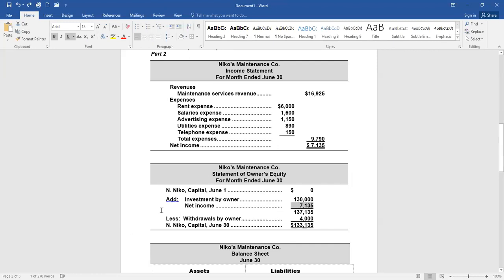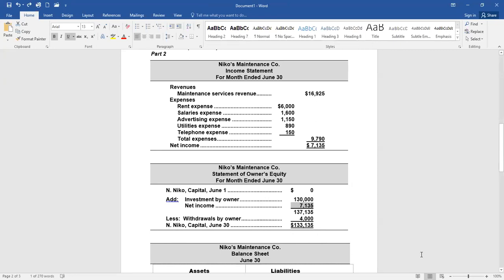So we usually handle increases to equity during the month first. Any item that decreased equity, which is normally either going to be withdrawals or if they had a net loss in the company, are subtracted. And you see there it says less withdrawals by owner. We subtract that. So what is the equity at the end of June? $133,135. Double underline.